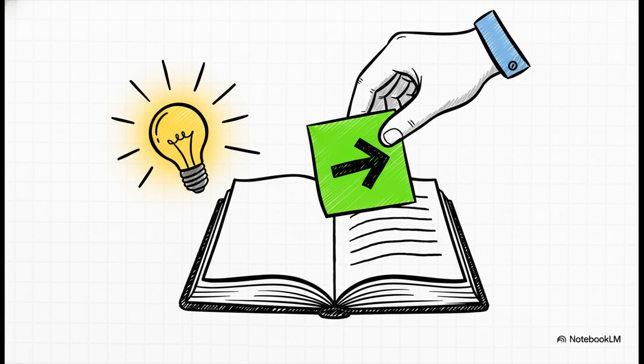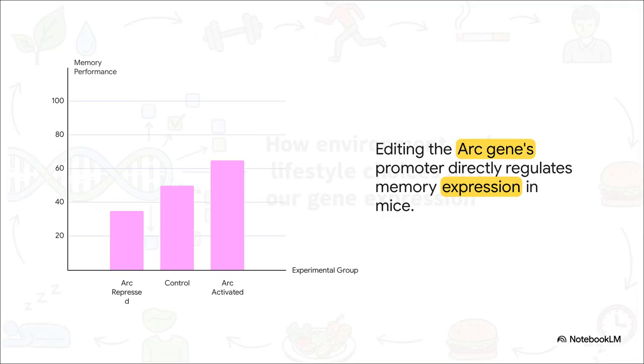The goal here was to crank up the ARC gene's activity and see if they could actually make the memory stronger. And wow, look at these results. It worked. On the left, you've got the mice where the ARC gene was turned down, and, yep, their memory took a nosedive compared to the control group. But then, look over on the right. When they activated the ARC gene, memory performance shot way up. They could clearly turn the memory up or down.